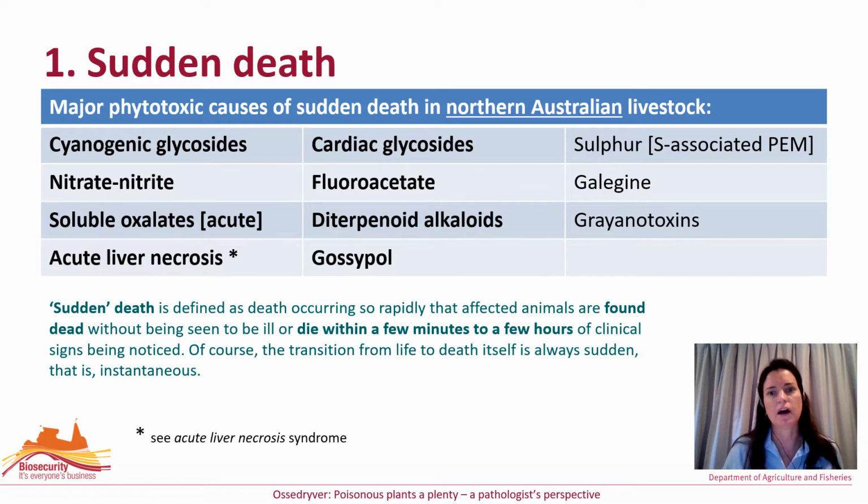Now, unlike other phytotoxic causes of sudden death listed here, where gross pathology is generally unremarkable, the presenting syndrome of acute liver necrosis is fairly recognisable due to typical necropsy findings, and so this syndrome will be discussed separately.